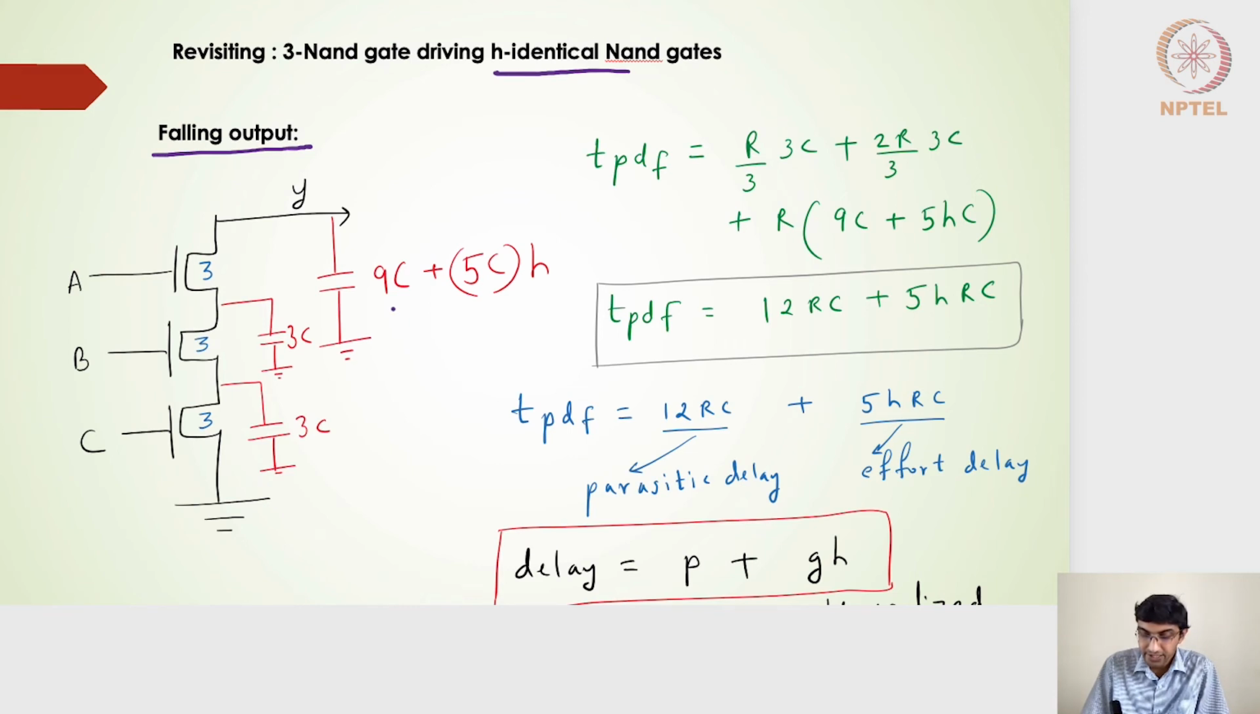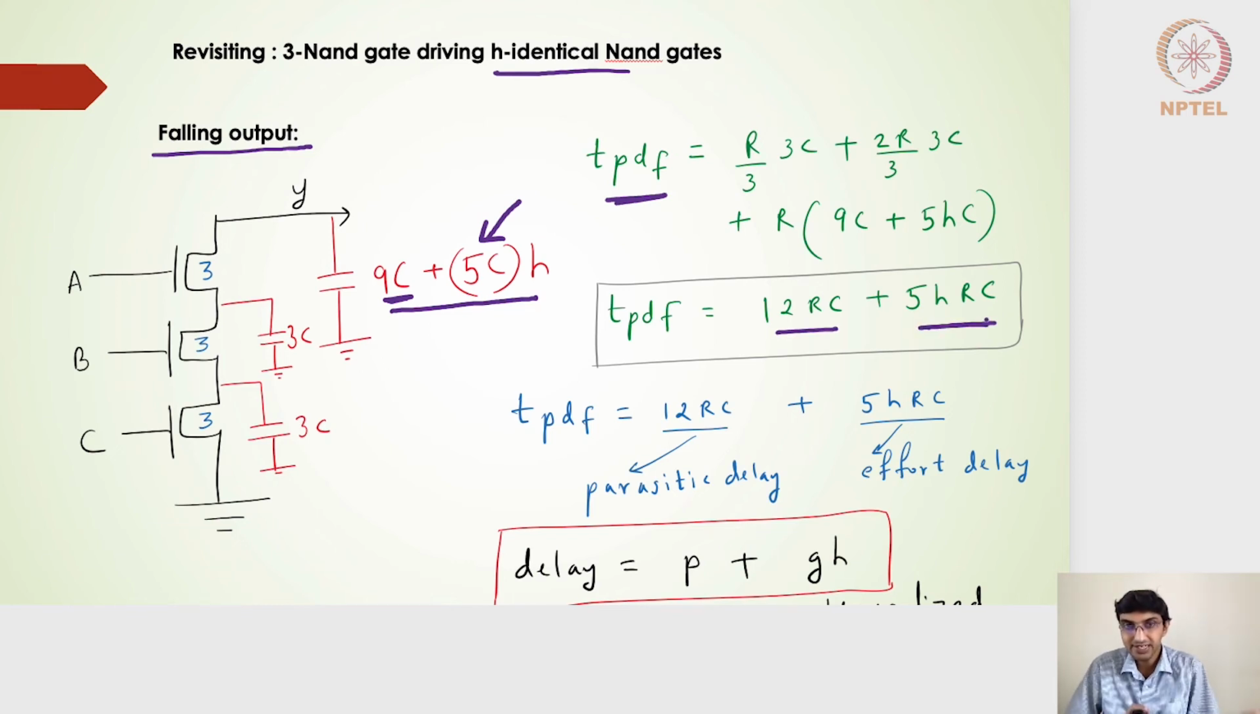We have drawn the output node capacitance, and then this is coming from the next stage, so phi C into H, because H identical NAND gates are there in the second stage. This output is actually fed to the H identical NAND gates, and 9C is coming from its own parasitic capacitance, right? So overall propagation delay falling is nothing but 12 RC plus phi H RC, which is something we had seen earlier in one of the previous slides.